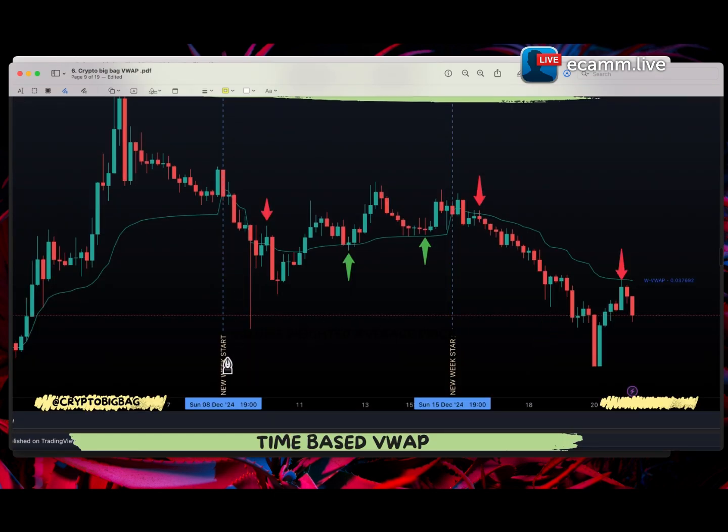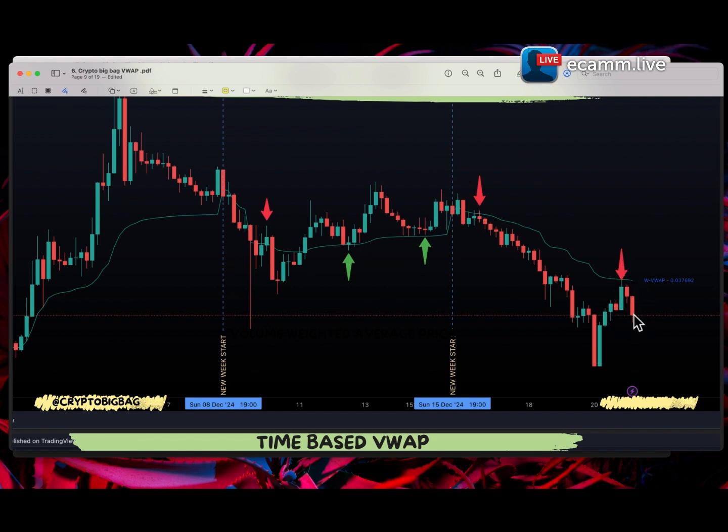This is the weekly VWAP. You can see it's calculated from the beginning of each week, and within the week, these levels are going to be support and resistance going forward. As you can see, at the beginning of a new week, VWAP acts as resistance, price drops, then comes back into it as resistance as well.